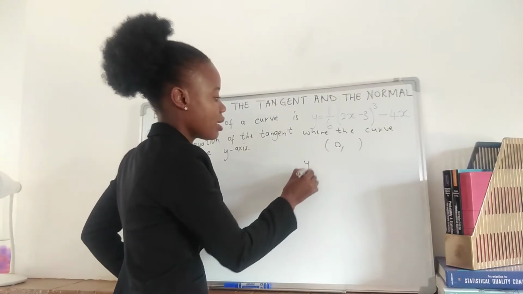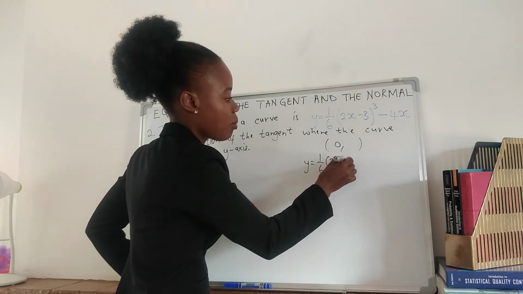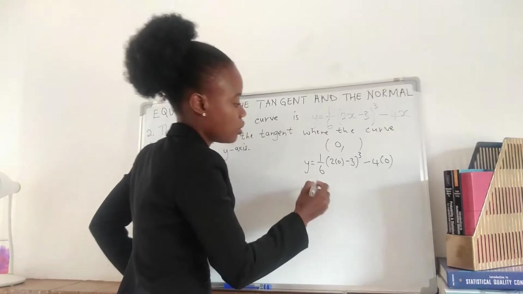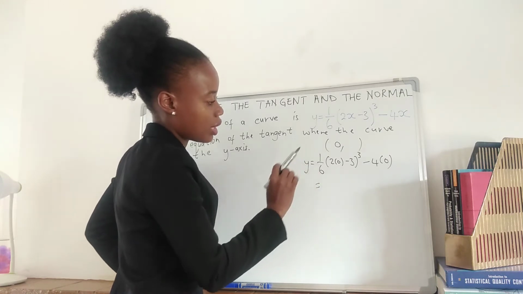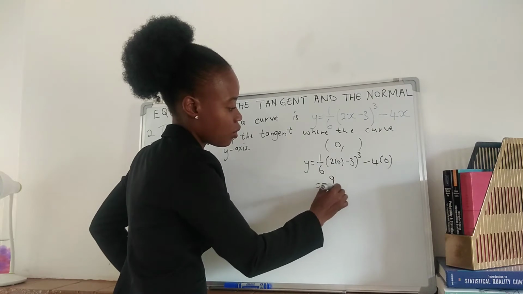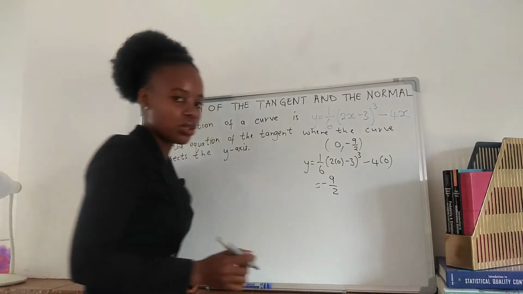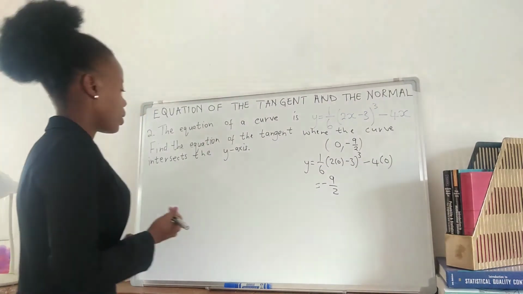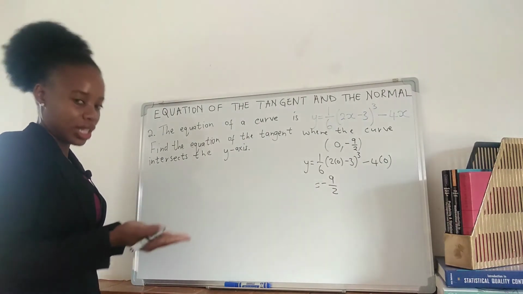So we have y equals 1 over 6 (2 times 0 minus 3) to the power 3 minus 4 times 0. So this is negative 3 to the power 3 over 6, which is the same as negative 9 over 2. Okay, so our y is negative 9 over 2. We're supposed to find the equation of the tangent there. Okay, so you know that the gradient of the tangent and of the curve, they are the same.